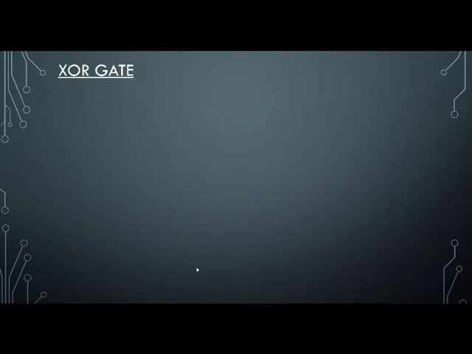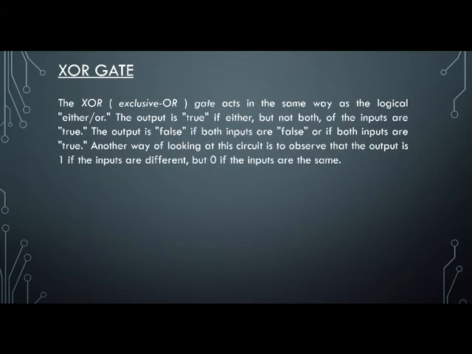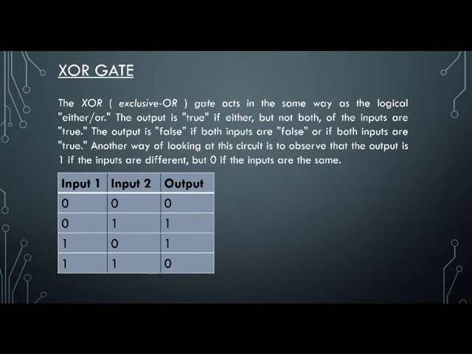Now we have the XOR gate. XOR is basically called the exclusive OR. The gate works in the same way as the logical either-or. The output is true if either but not both of the inputs are true. The output is false if both inputs are false, or if both inputs are true. Another way of looking at the circuit is to observe that the output is 1 if the inputs are different, but 0 if the inputs are the same.